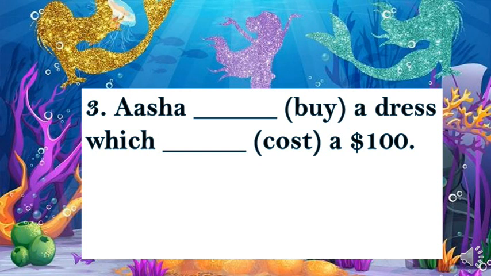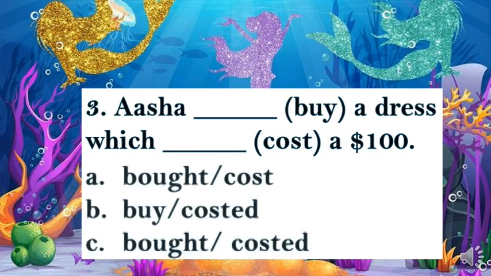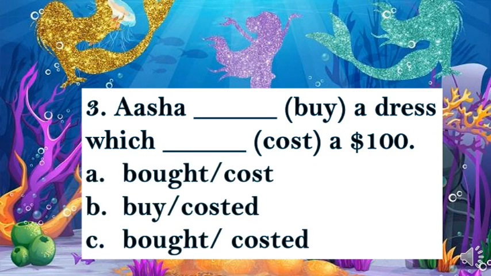Okay, the third and the last is a little bit challenging. Asha dash buy a dress which dash cost $100. Let's see. Will it be A, B, or C? Look at the answers very well and answer, okay? Which one? Yes, I can hear.